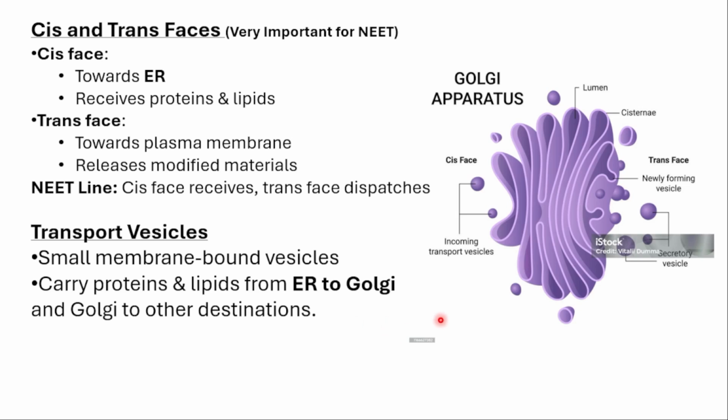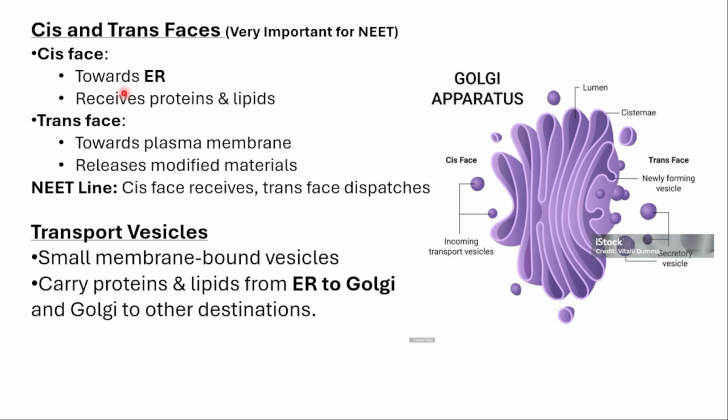Here it is very clear. See, this is the cis phase, which is facing towards the ER. If you imagine, here it is a cell, and here will be the endoplasmic reticulum. Whatever the endoplasmic reticulum produces is going to be accepted by the cis phase, and then it is going to be transported out by the trans phase. Okay? Formed vesicles will leave from the trans phase, and incoming vesicles will arrive towards the cis phase.